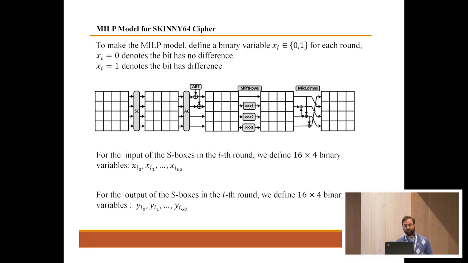So how can we model finding an impossible differential by MILP? It's simple: we should consider all of the bits before the S-box and after the S-box. We represent the bits before the S-box by x_i0 to x_i63, and similarly the output as y_i0 to y_i63. We denote each bit as 0 if there is no difference in that bit between the states, and 1 if it has a difference.